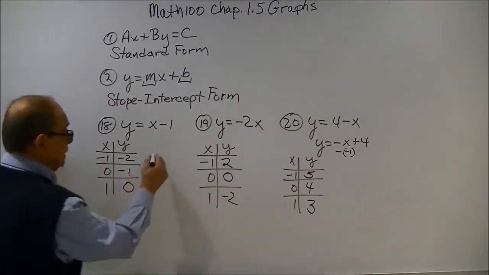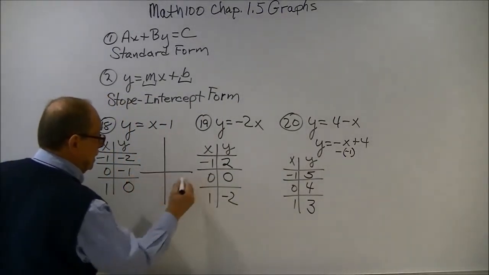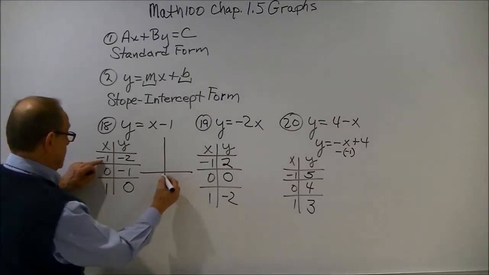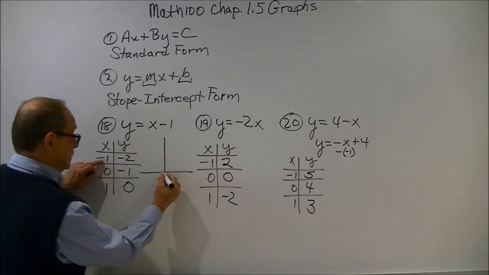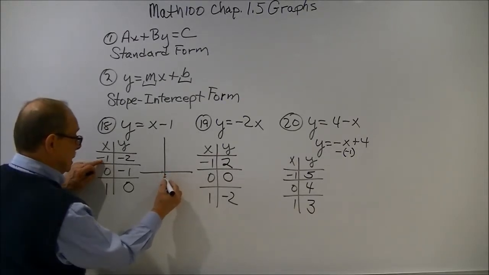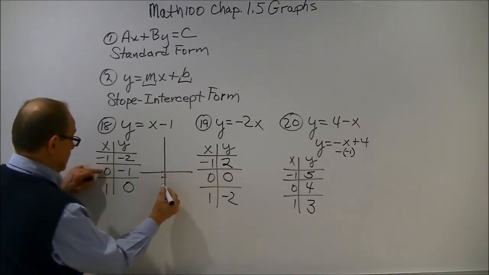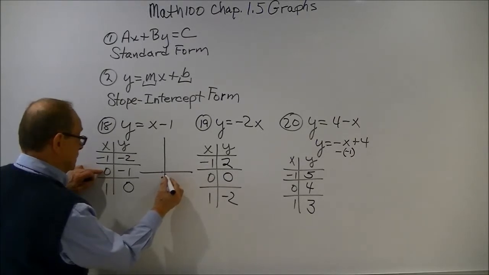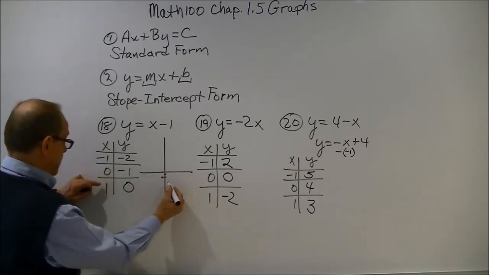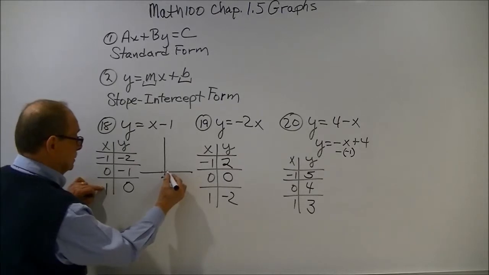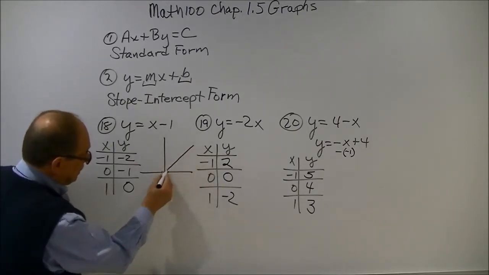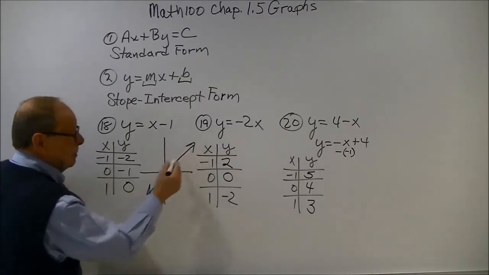So as you sketch these, and in your homework log, we want you to sketch them, you're going to go -1, -2. So -1, -2, you have a dot right there. Then you have 0, -1. There's 0, there's -1 right there. And then 1, 0, right there. And you have 3 points, and they should be in a straight line, and I probably should use a ruler.